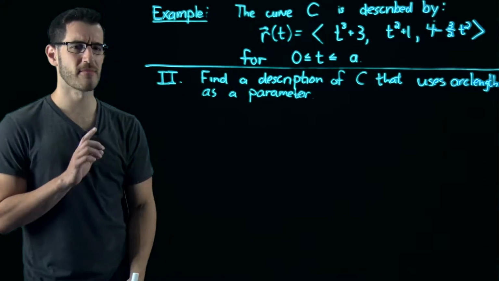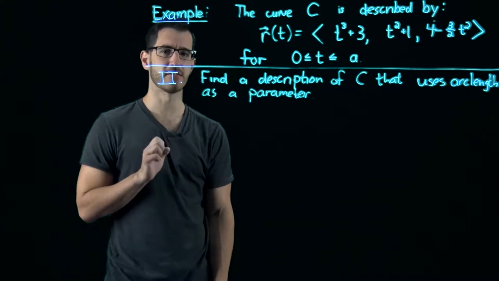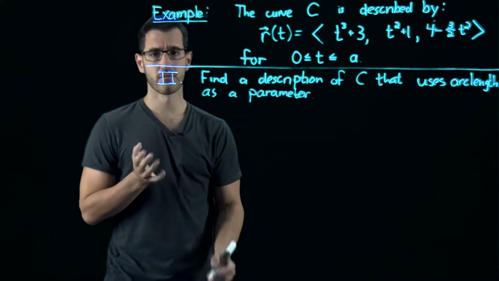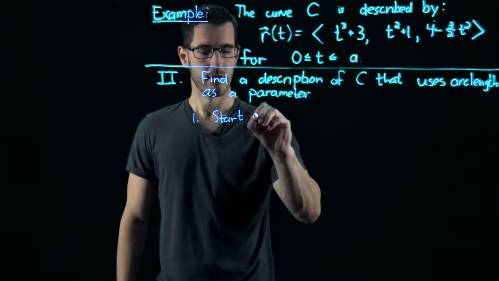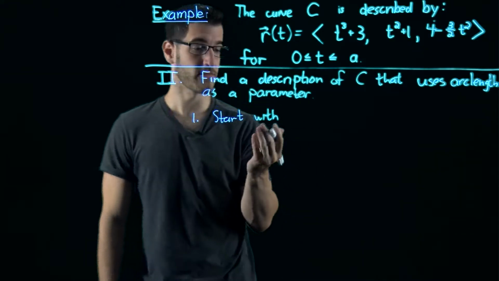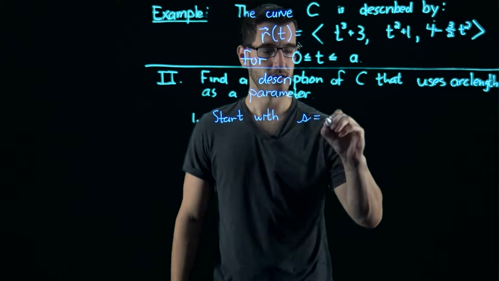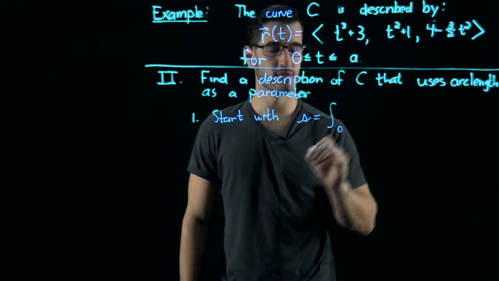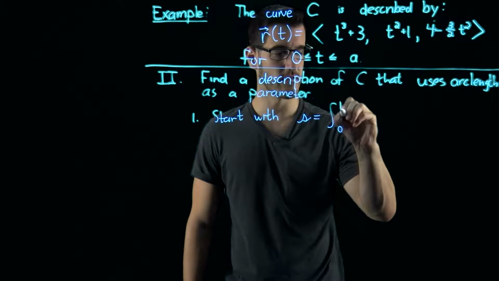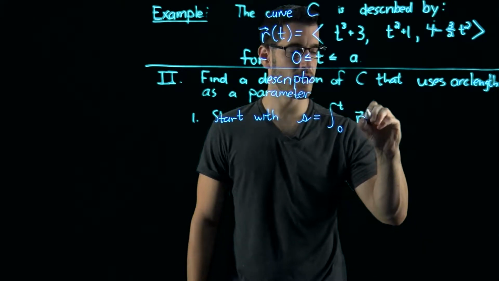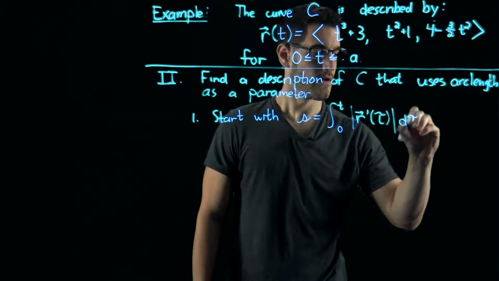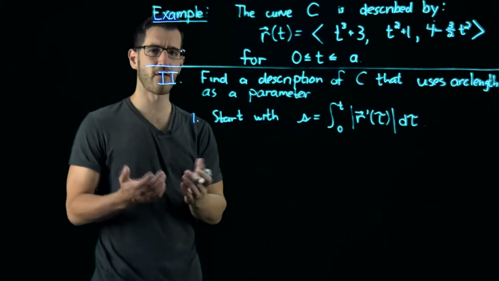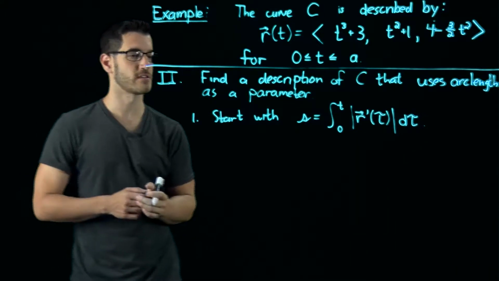So now let's talk about how we find a description of C that uses arc length as a parameter. We're going to start with the way that the arc length parameter is related to this time parameter. Here we're starting at t equals 0. We'll go up to time t. And we have to integrate this speed. So this is how s and the given parameter t are related.